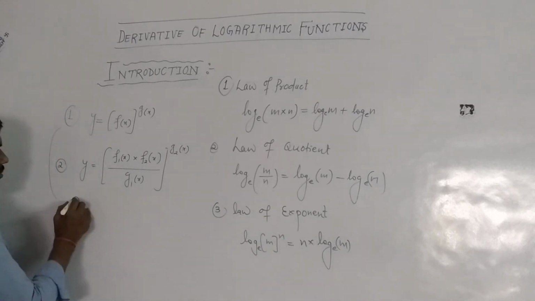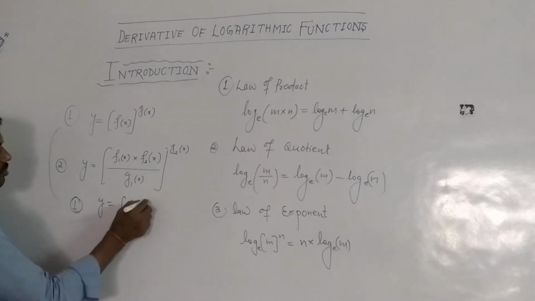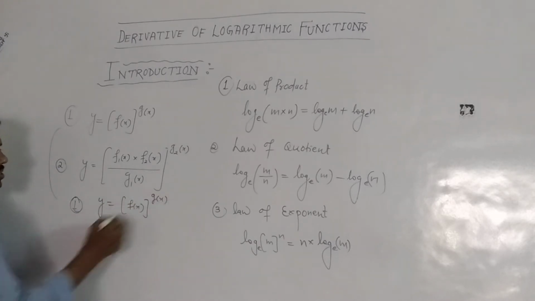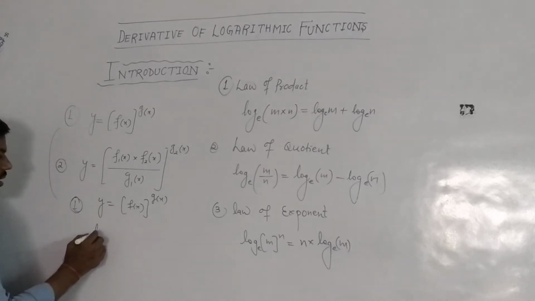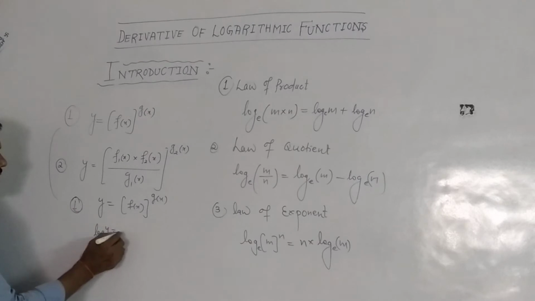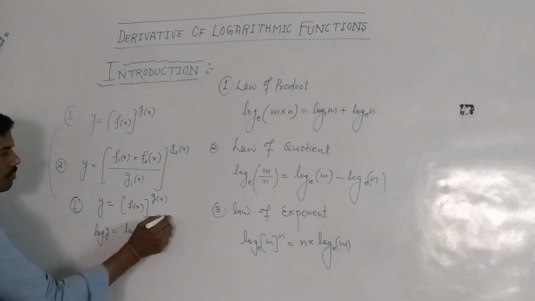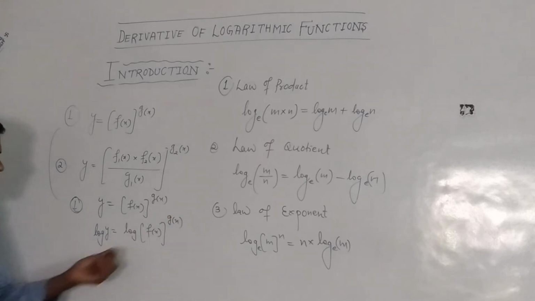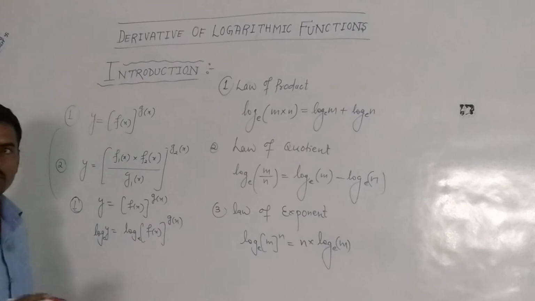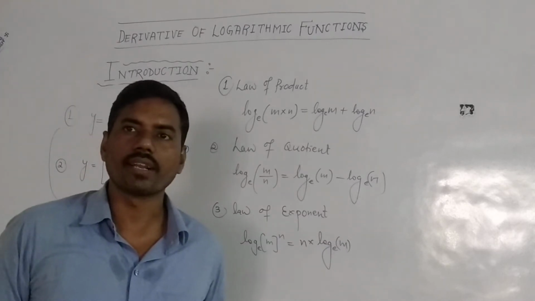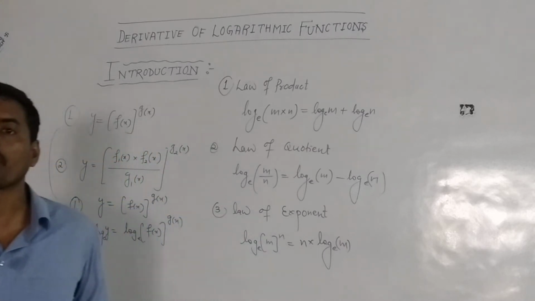Here in the first one, y is equal to f of x to the power g of x. Taking log of both sides, we get log of y is equal to log of f of x to the power g of x. And here this one is natural logarithm, e is understood. Base is e, log of m to the power n to the base e, that is natural logarithm.